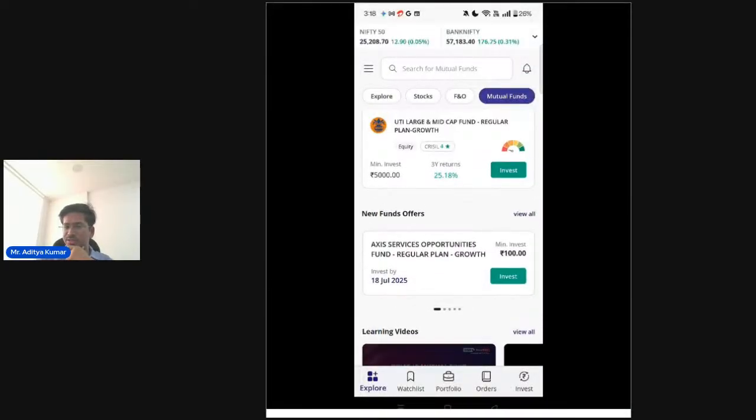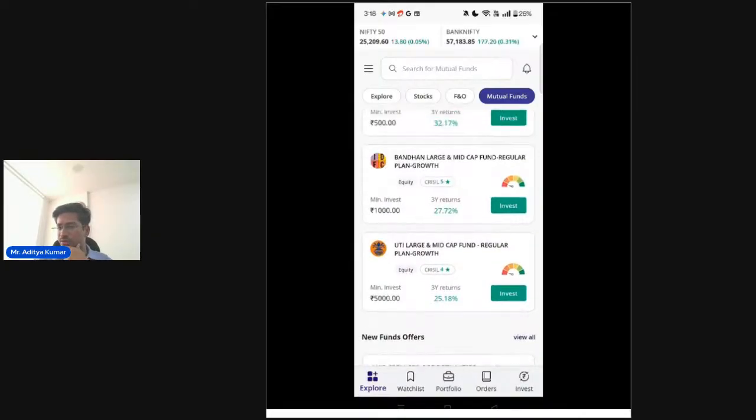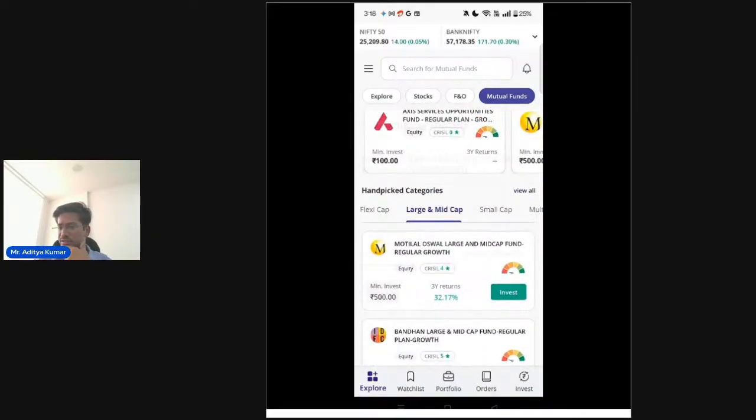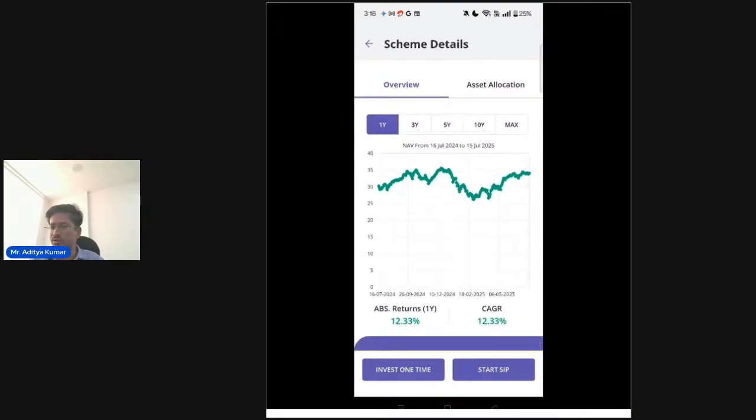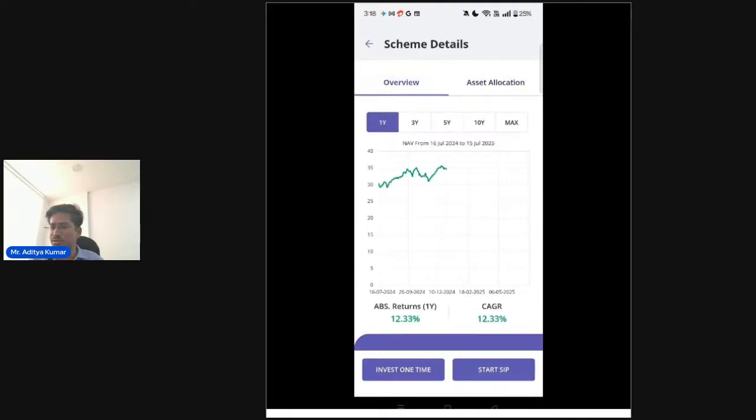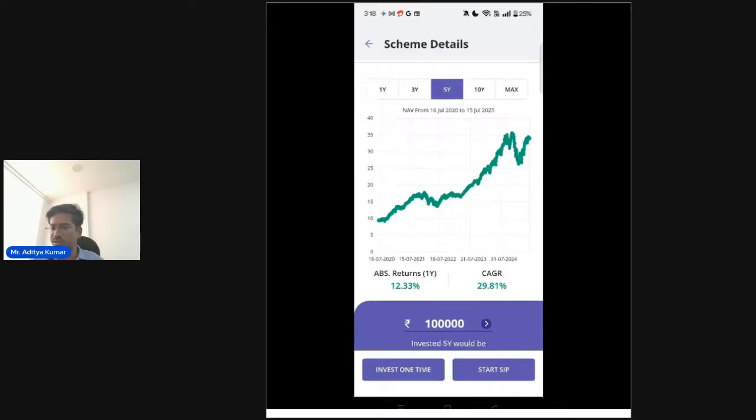I will just dive deep into what a fund has in it. Let's say we pick Motilal Oswal large cap, mid cap. So you have a brief overview of the NAV that is currently going on. The NAV is updated as of 15 July. You can see the overview of this fund, how it is growing over the 1 year time period, 3 year time period, 5 year time period, and every other thing.